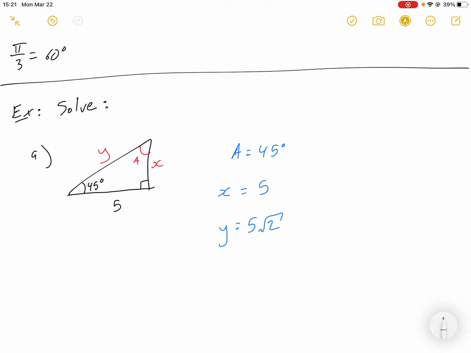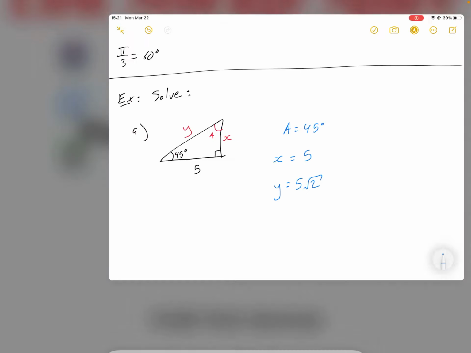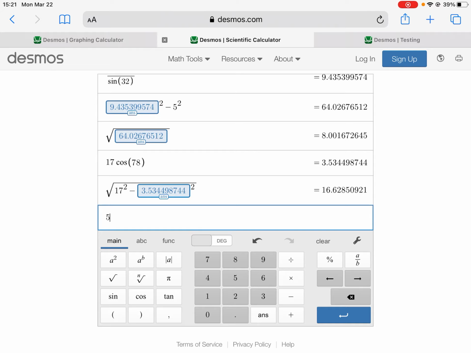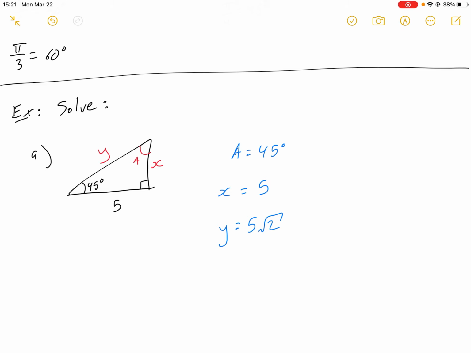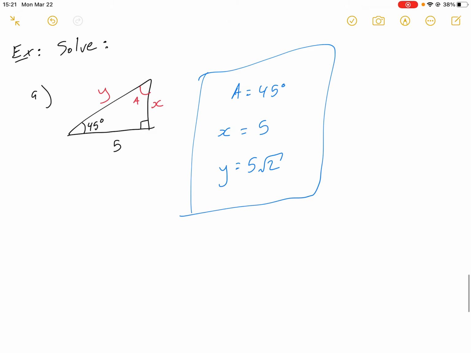And I'm not going to work that out because this is the exact answer, 5 times the square root of 2. But if you needed an actual decimal approximation, you could multiply those. You could do 5 times the square root of 2. And notice you would get about 7.1. But this would just be the answer in this case. There's really no extra work to do because you have those parent triangles worked out.